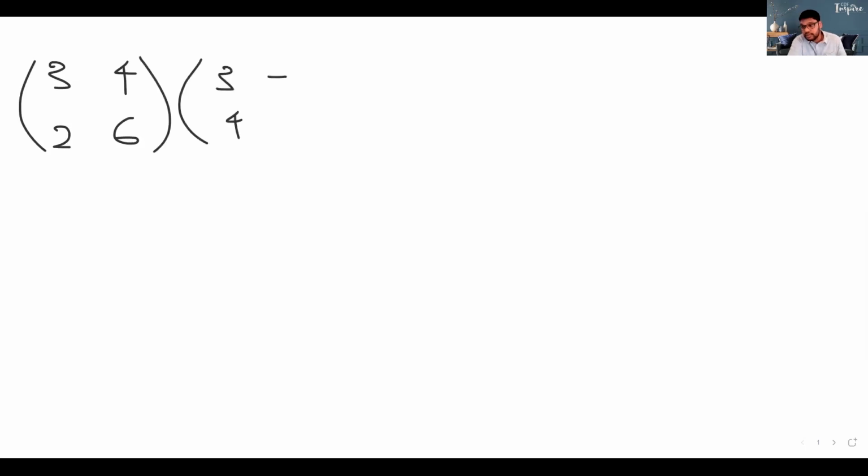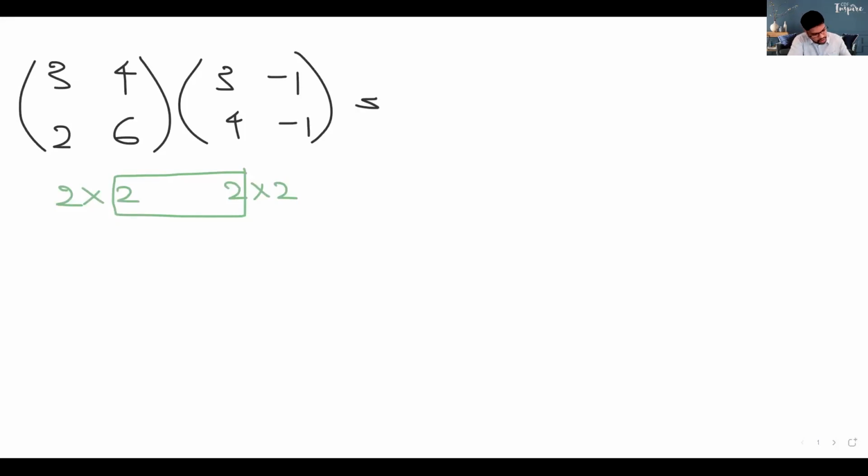So, we have 3, 4, 2, 6 times 3, 4, negative 1, negative 1. All right. So again, this one is 2 by 2, this one is 2 by 2, and since this matches, we are okay to multiply them. All right. So children, what do we get? We start with the first row of the first matrix and the first column of the second matrix. So we'll start with that.